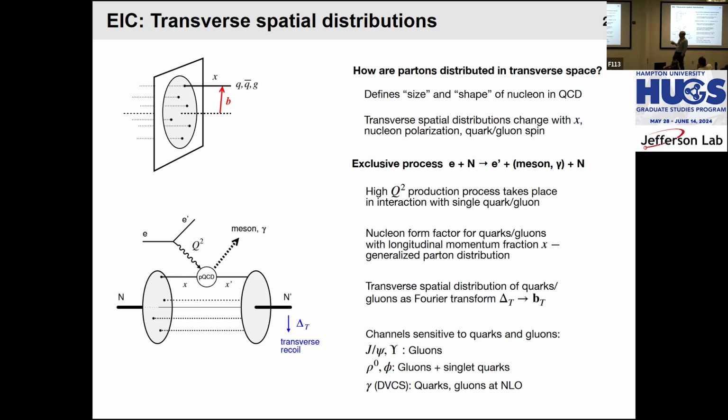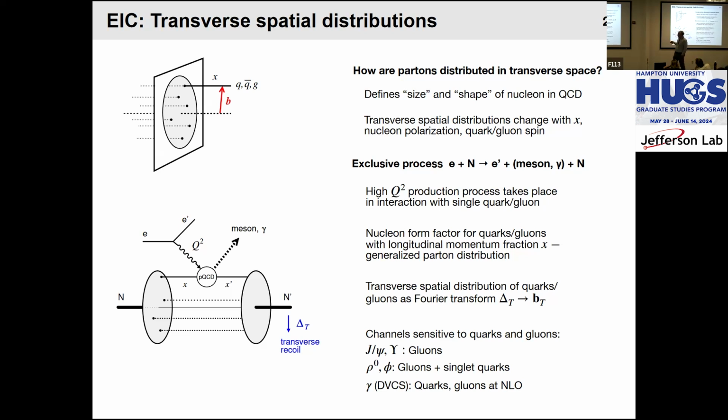And so what this process measures is essentially the nucleon form factor for partons with a given momentum fraction x. Now in this reaction, the nucleon receives a transverse momentum transfer, which is small, of the order of a few hundred MeV or 1 GeV, so of the order of the hadronic scale.